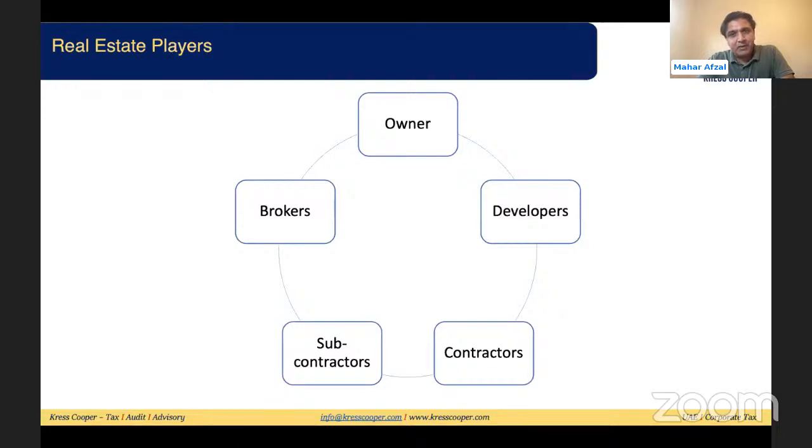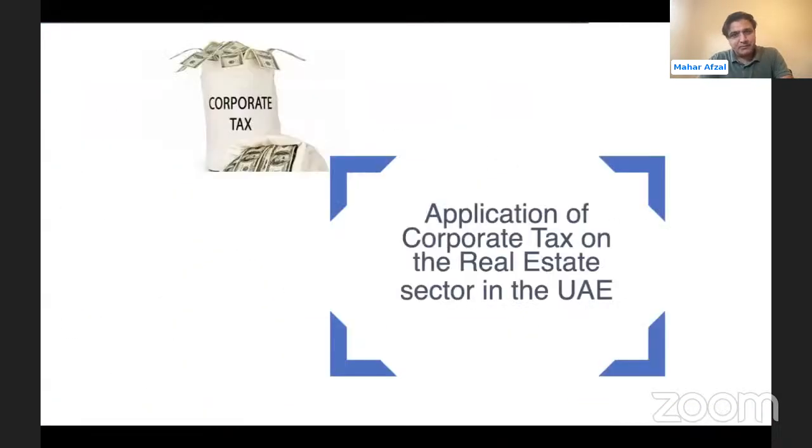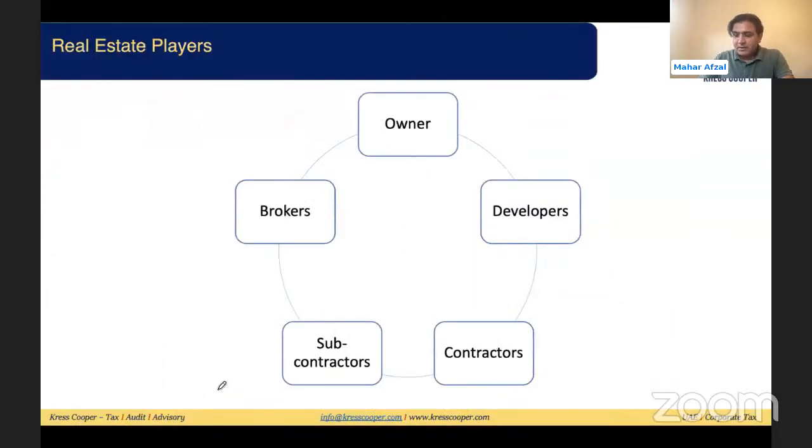Like the owner, they have a plot of land. This plot of land is being developed by the developer. Once it is being developed, the developer sells it, and before selling, while developing, the developer hires contractors who hire subcontractors. Whenever these are sold, different brokers and other parties get involved in the game as well. So the key thing is there's a plot of land, and this plot of land is owned by the owner.